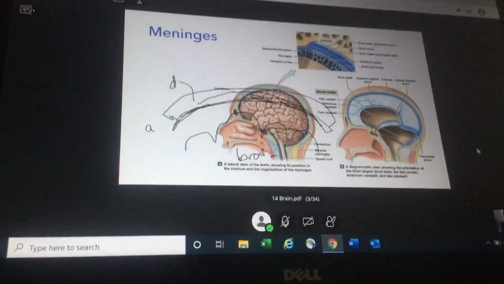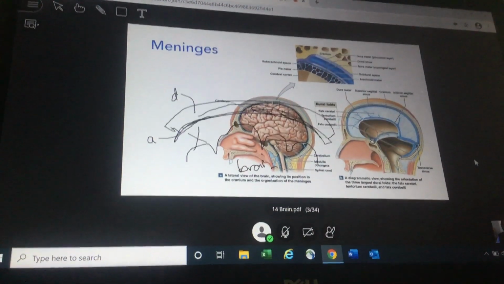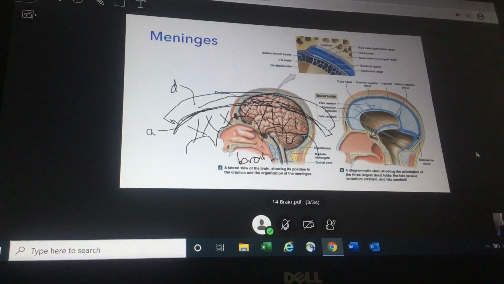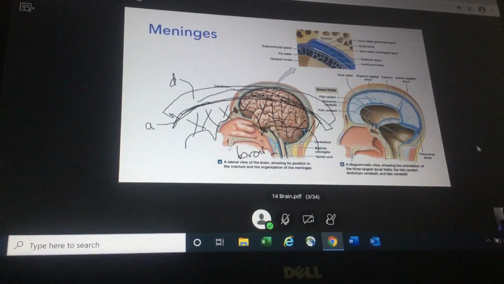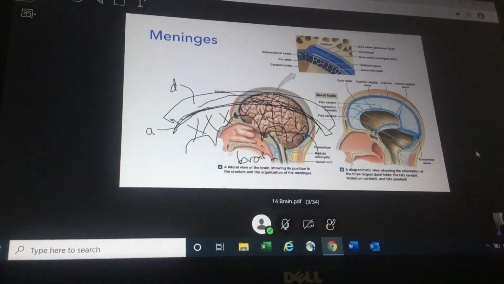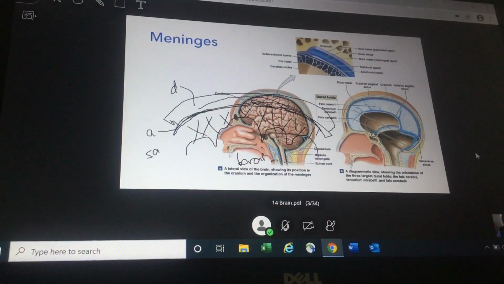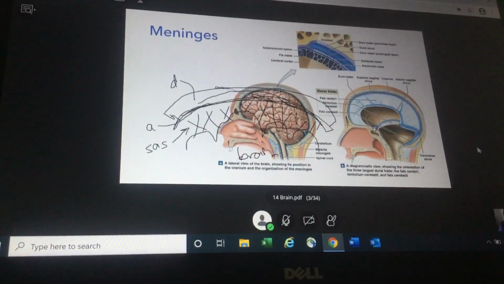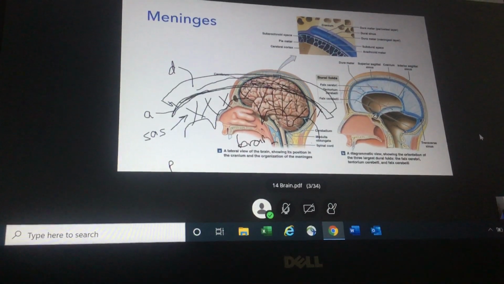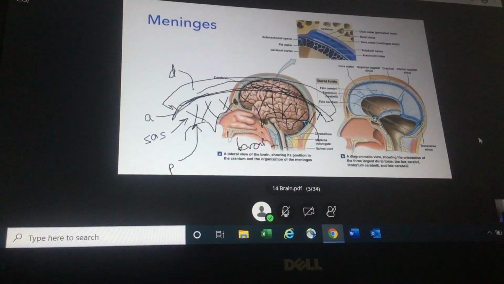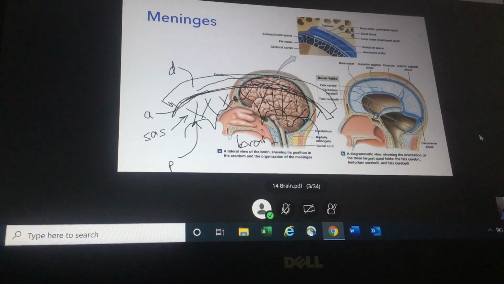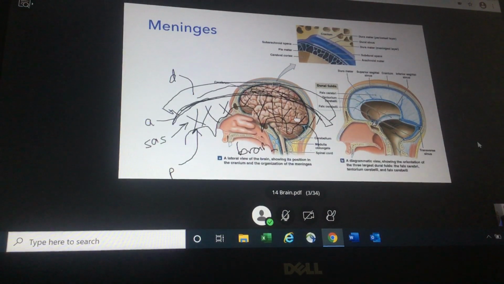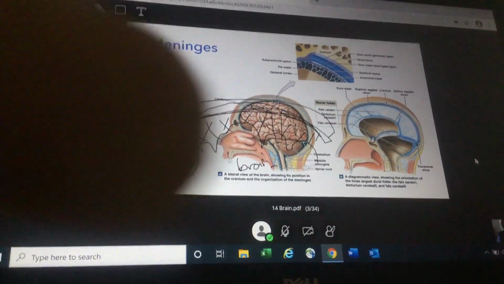Label it D for dura, A for arachnoid. These little things right here are referred to as arachnoid trabeculae. Those spiderwebby things, that's the subarachnoid space, the SAS. Okay, and then this is the pia. That line that I drew first is the actual pia. And so the space between all of these little spider webs is where CSF would be flowing through.